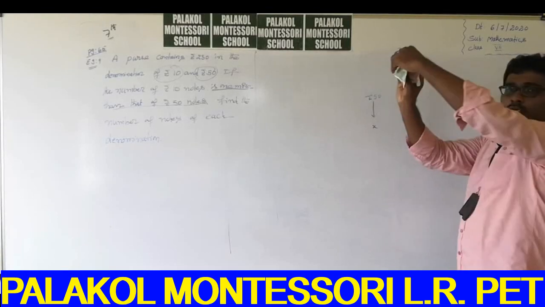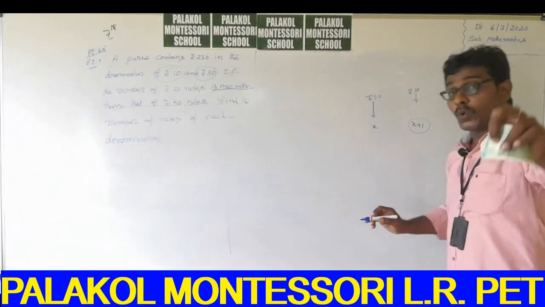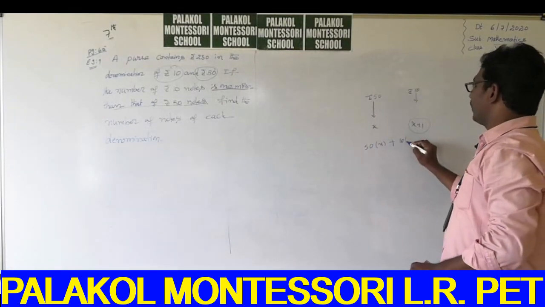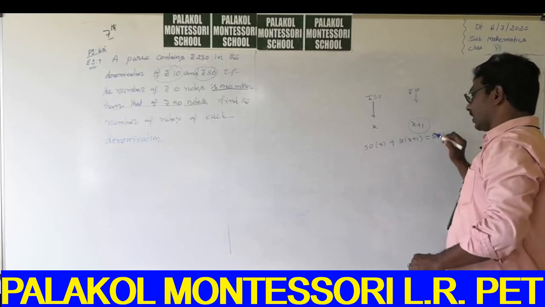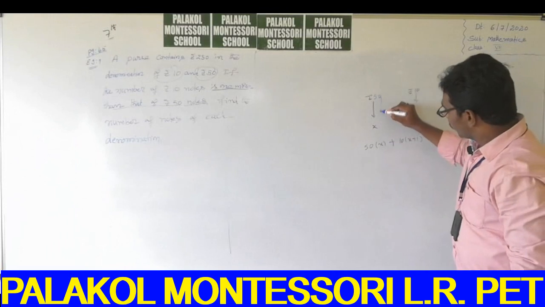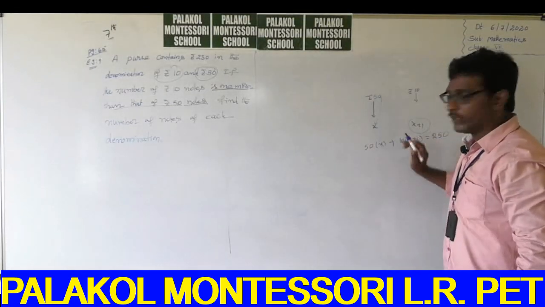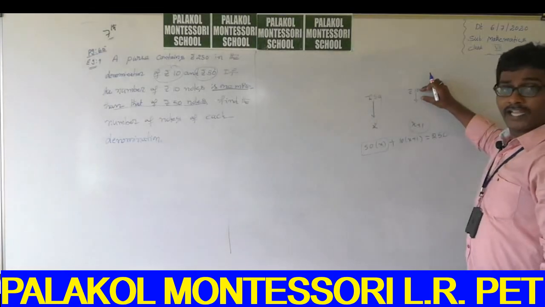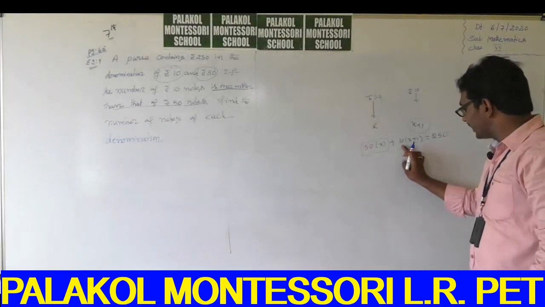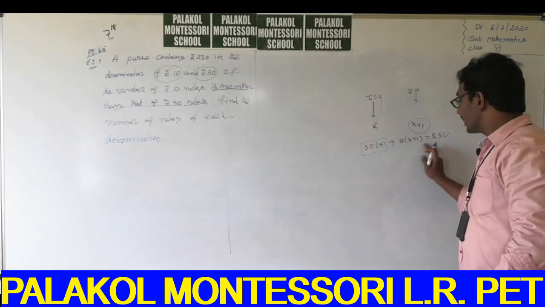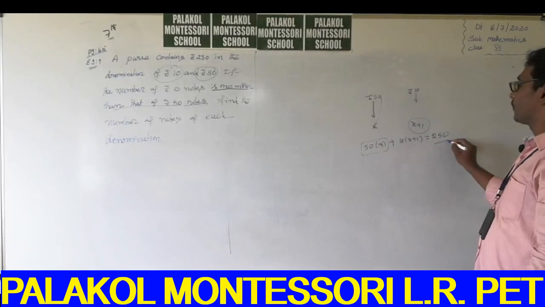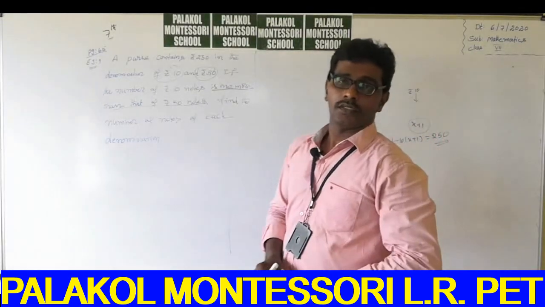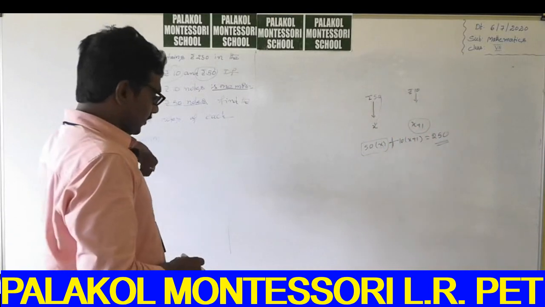So, how many rupees in total are in the purse? The total is 250 rupees. That's why you write 50 into x plus 10 into x plus 1 equal to 250. The number of 50 rupees notes is x, so 50 into x gives the total for the 50 rupees notes. The 10 rupees notes are x plus 1, so 10 of x plus 1. Add both, you get 250. Okay, clear?